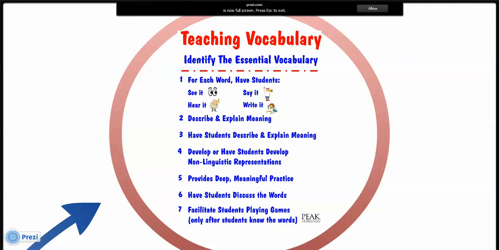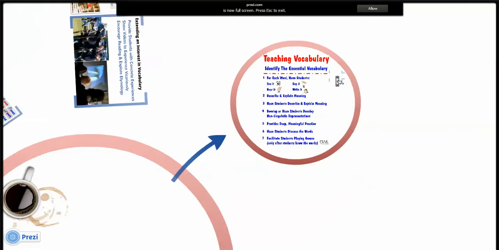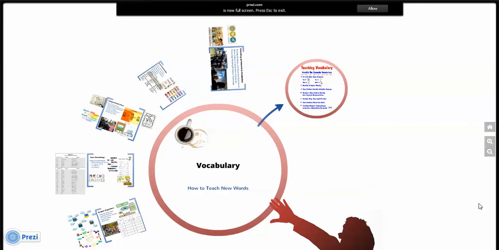So describe and explain meaning, have the students work with the word, have students describe and explain meaning, develop or have students develop non-linguistic representations, provide deep, meaningful practice, have students discuss the word, and you can also have the students play games. So that is my Prezi for vocabulary.